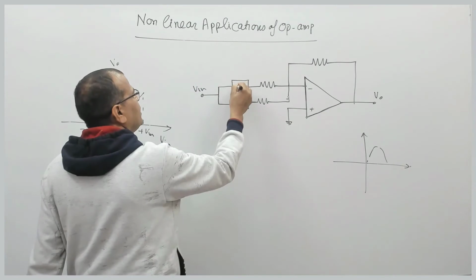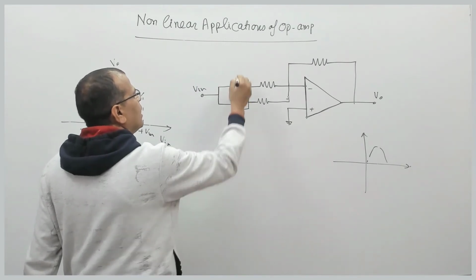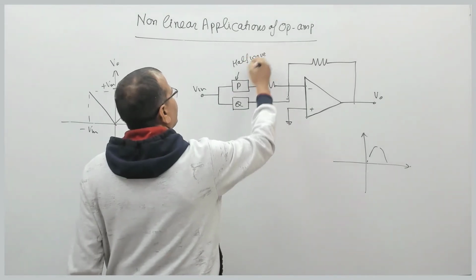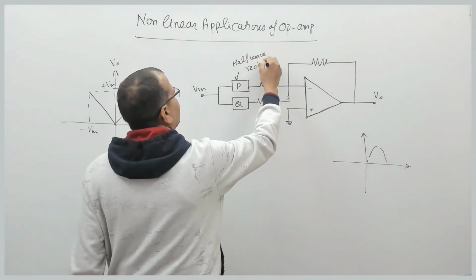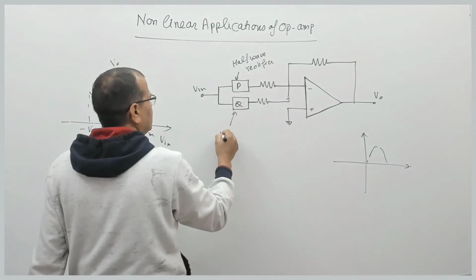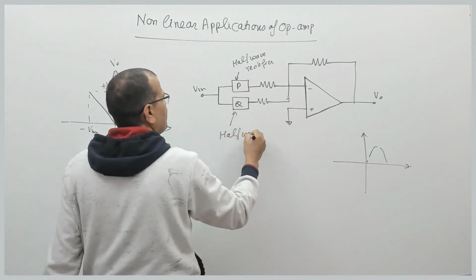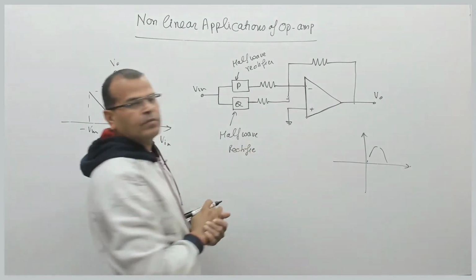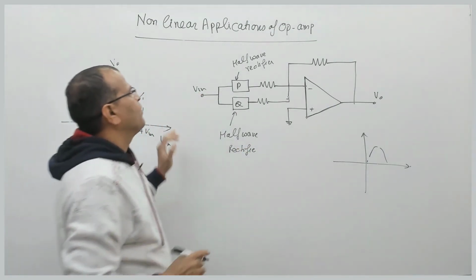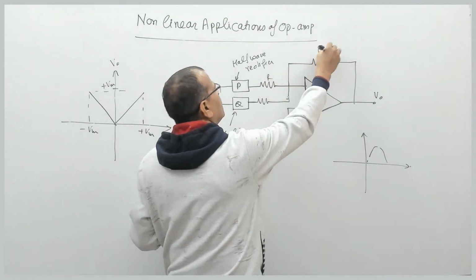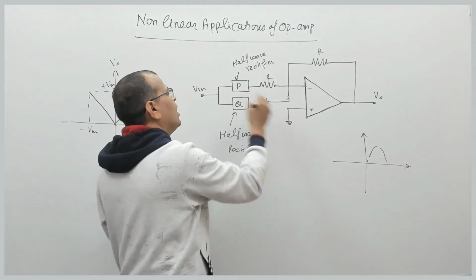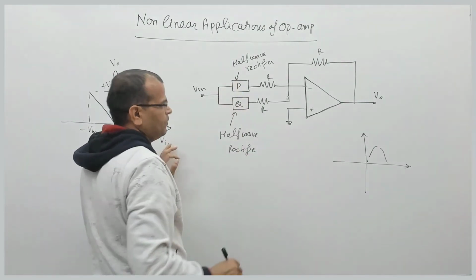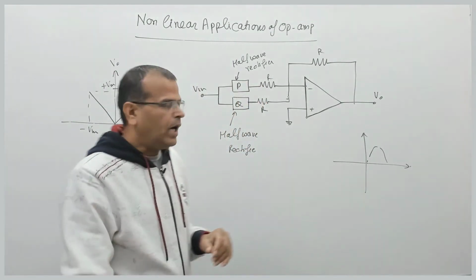This is P, this is Q. These are half wave rectifiers, right? This is a half wave rectifier, right? Fine. Now this is R, this is R, this is also R, right? So for this, for P, suppose I select P like this.